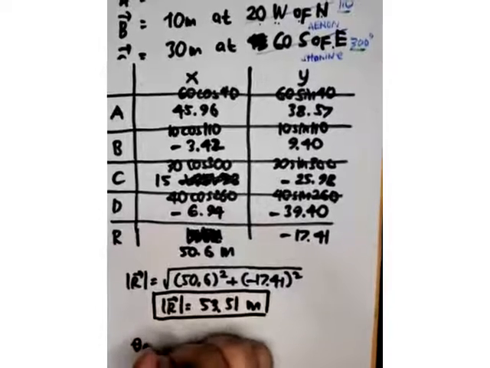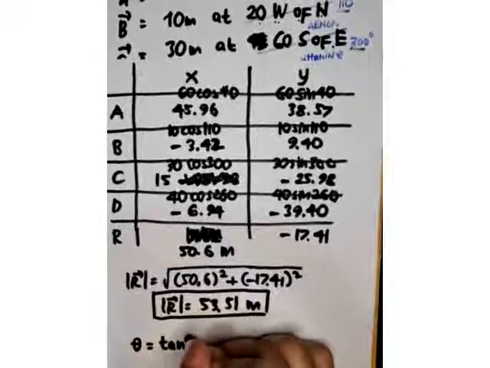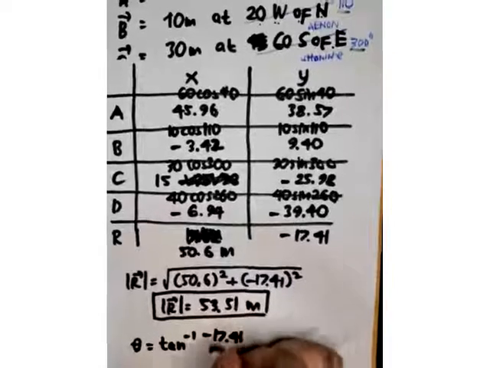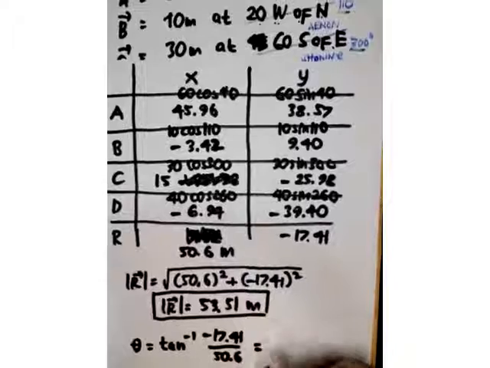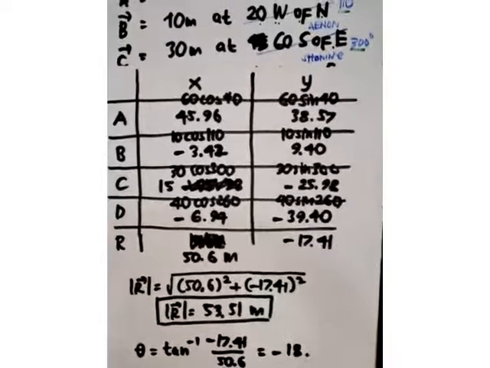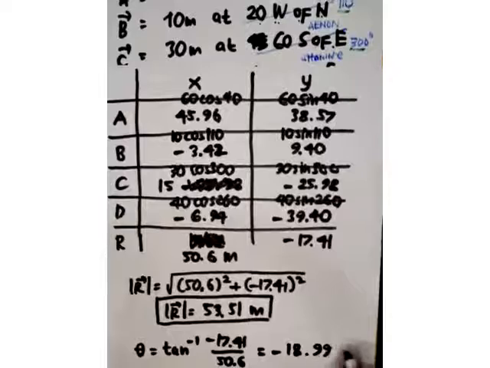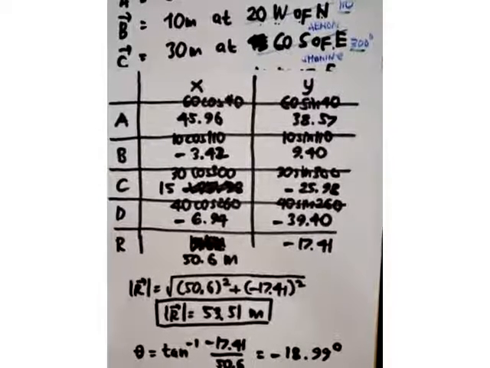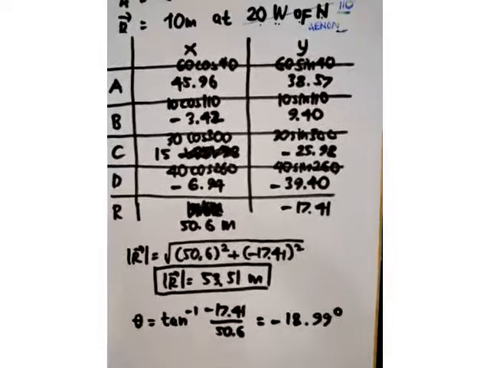And then yung arctangent is arctangent of negative 17.41 over 50.6. So the answer is negative 18.99 degrees. Tama ba ako? Shift tangent negative 17.41 divided by 50.6. Tama. Okay. Tama ba?